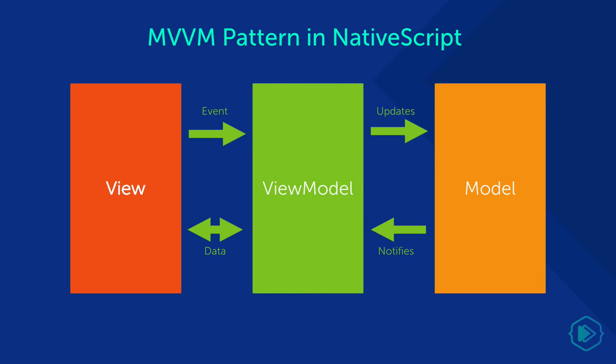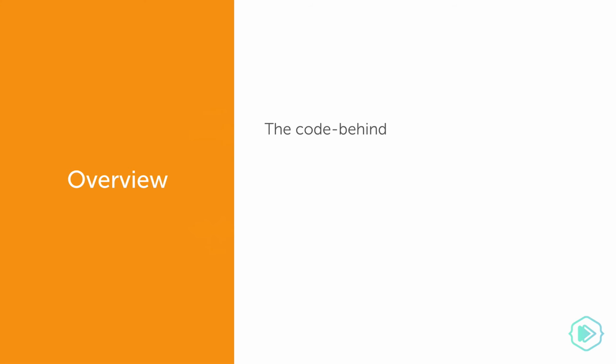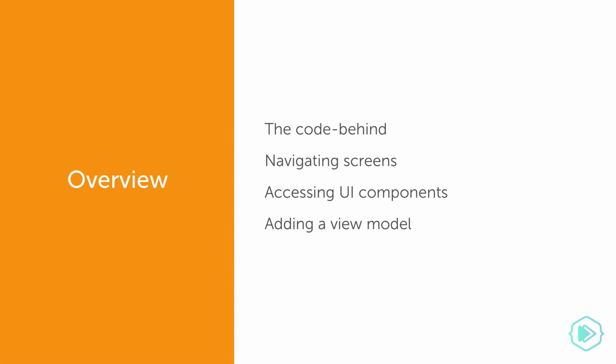In Groceries, so far, you've only touched the view, login.xml, and in this chapter, you'll be creating a view model. To do so, we first need to introduce one other type of file, the code behind file. So in this chapter, we'll be looking at the code behind, navigation screens, accessing UI components, and adding a view model. Let's get started.